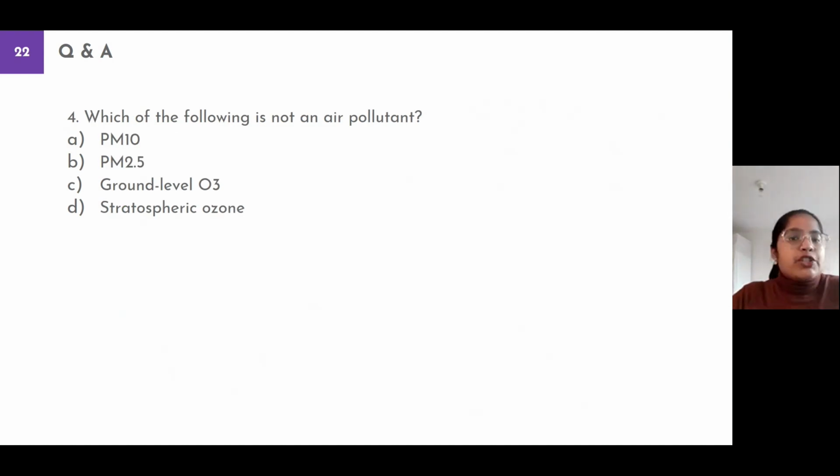Which of the following is not an air pollutant? PM10, PM2.5, ground level ozone, and stratospheric ozone. We know that particulate matter 10 and particulate matter 2.5 are air pollutants. Also, ground level ozone is an air pollutant. However, stratospheric ozone is not an air pollutant. So D is the correct answer.